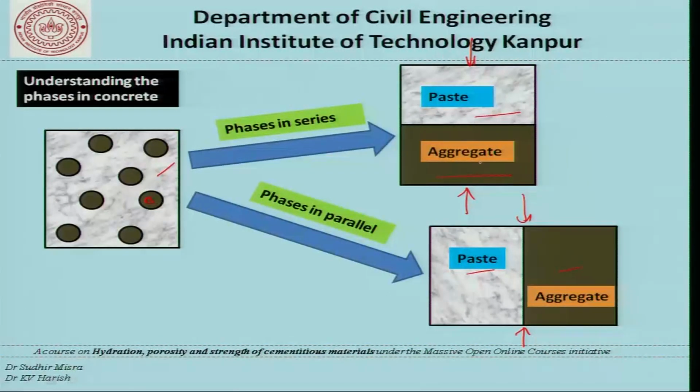So as the load transfer mechanism is different, in this case, since the force is being applied on a certain area, the stresses in the two phases will be the same, the strains or the deformation will be different, whereas in this case the deformation in the two phases will be the same and the stresses or the forces they carry will be different. So this is the difference between the series and the parallel configuration as far as concretes are concerned.